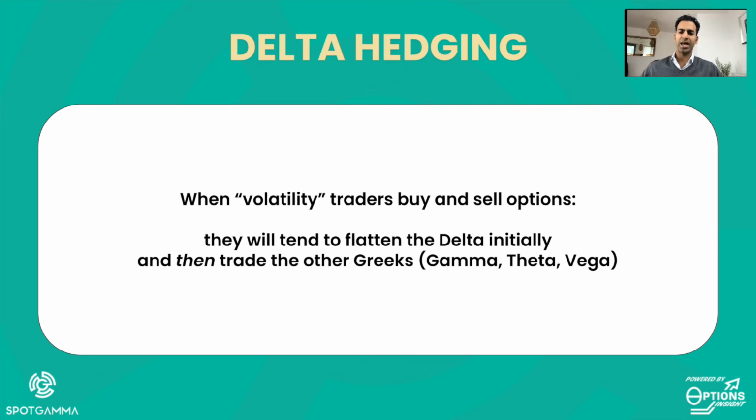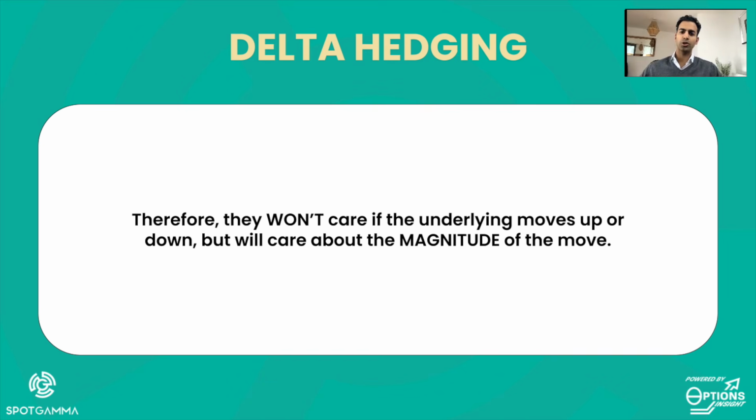The result of this hedging is that the trader will no longer be exposed to the directional move in the stock, but rather the other Greeks, which are more related to the stock's volatility, such as gamma, theta, and vega, which we'll talk about in future videos. The direction of the move no longer matters to the trader, but it is the magnitude of the move that they care about.